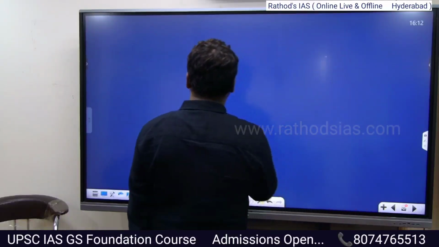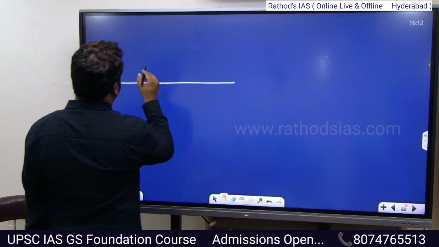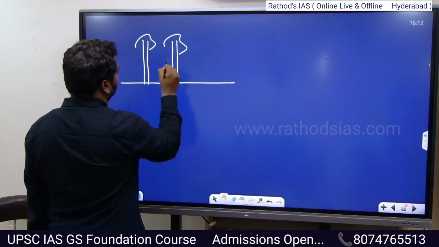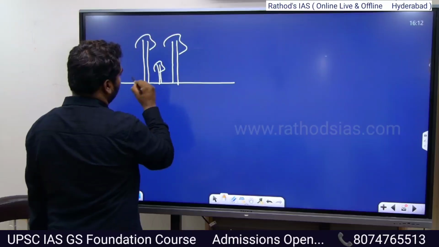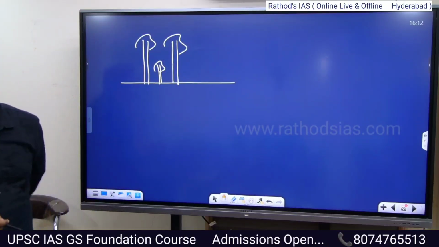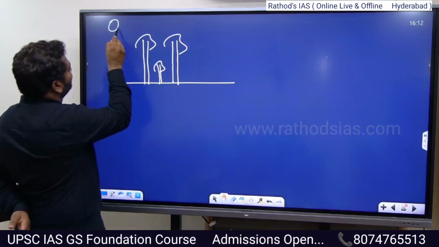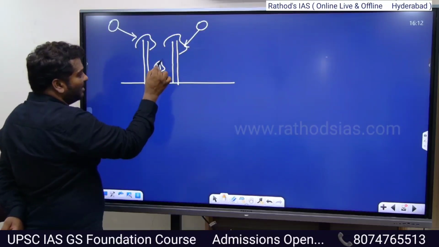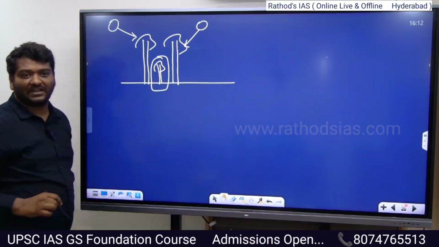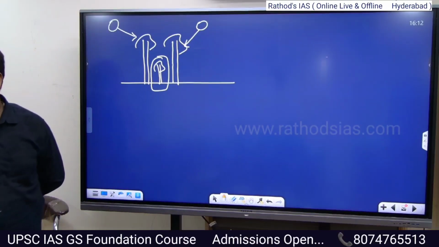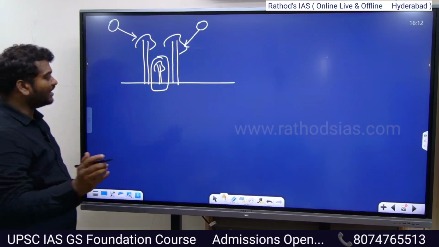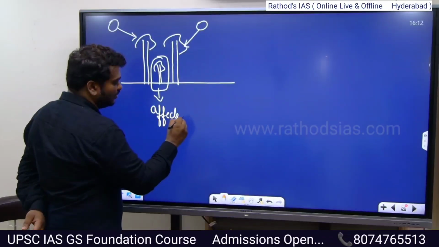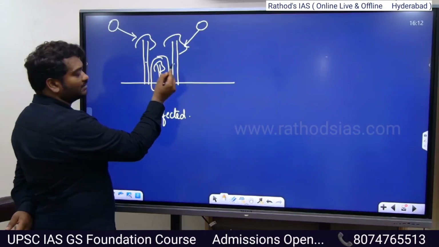What is amensalism? Now you see here, you have a tree, and in the shadow of the tree, a small tree or plant is there. As the sun's rays fall, the shadow will fall on it. Can I say this plant will not get enough sunlight? If it doesn't get enough sunlight, will it die? Yes. Can I say this species is affected? Yes or no? Yes.